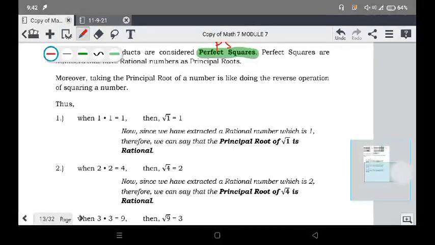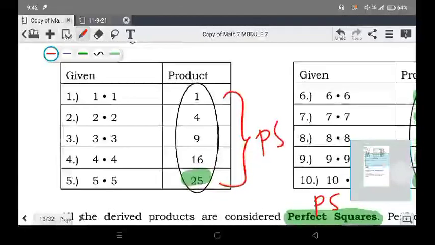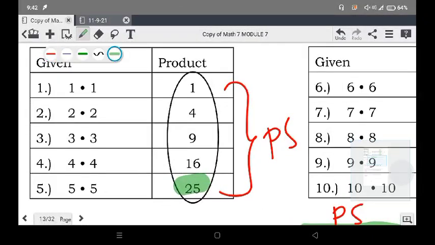Okay. Moreover, taking the principal root of a number is like doing the reverse operation. So, kung mag-square root na kita, nagabalik. So, say, for example, we have 1 times 1, you have 1. Then, square root of 1 is equal to 1. Okay, let's go back here. So we have here product as your perfect square. Okay. If we will take their square roots, it will go back to number 1. That will be the answer.